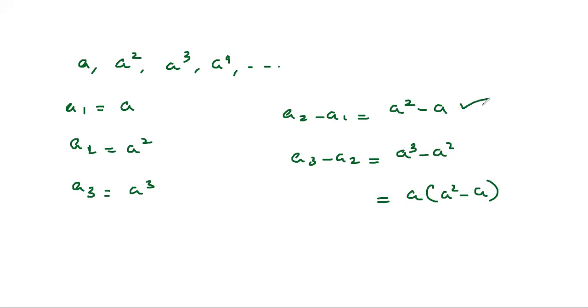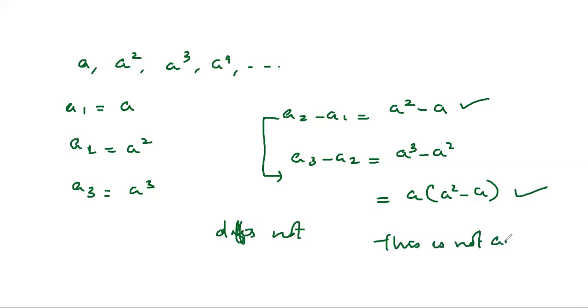You can look at this and this term. Here it is A square minus A, and here the difference between the two consecutive terms is A square minus A into A. So we can simply say these terms are not equal. So we can say D is not a constant, or the difference is not a constant. So this is not an AP. We can conclude that this is not an AP. So that's it. Now the next problem is root 3, root 6, root 9, root 12.